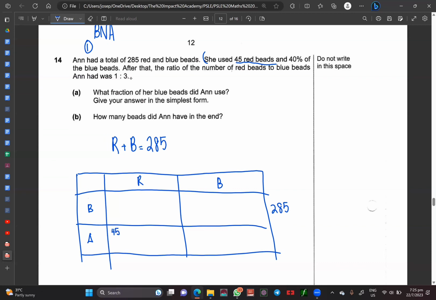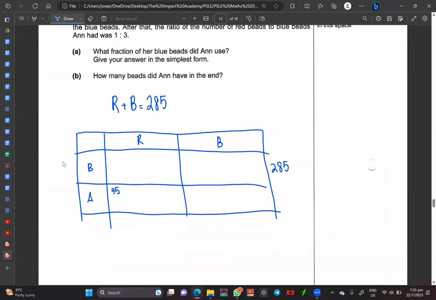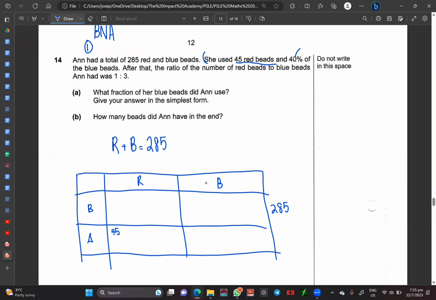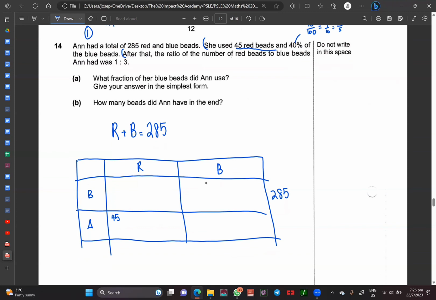Now once you are done with that, what you want to do next is, for blue itself, since it is 40%, this is 40 over 100. We change that to 4 over 10. We reduce that to 2 over 5. But I can't do anything to my blue change, so I'm going to tackle sentence number 3 first. If you want to put something here, you can, but remember, it's 2 over 5 of, that means you are going to times the blue.